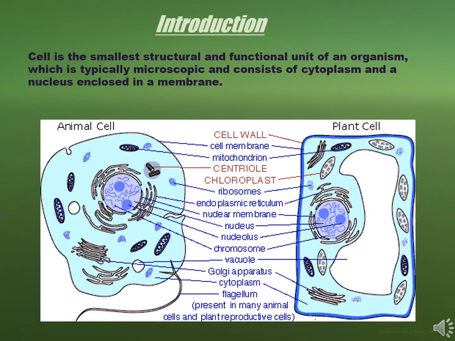Introduction. Cell is the smallest structural and functional unit of an organism, which is typically microscopic and consists of cytoplasm and a nucleus enclosed in a membrane.